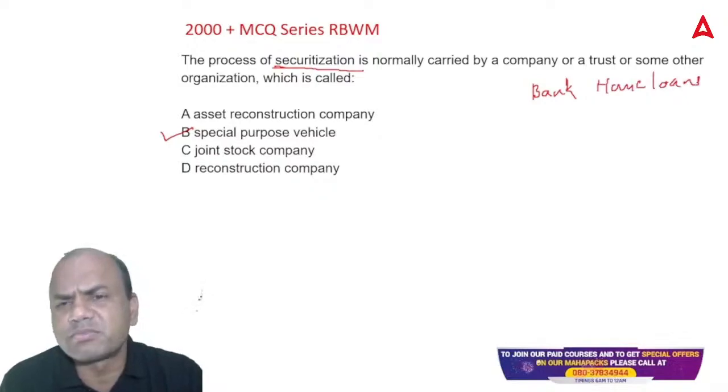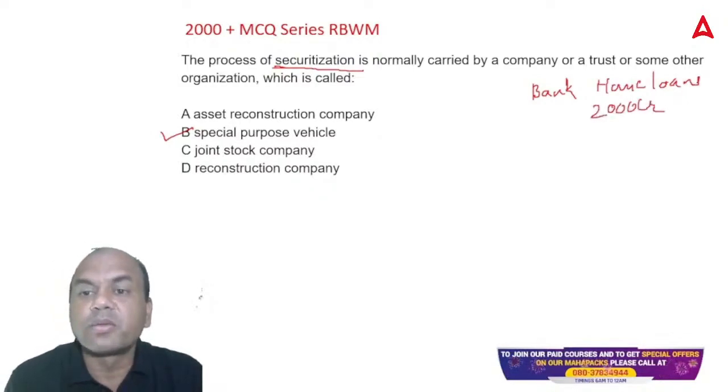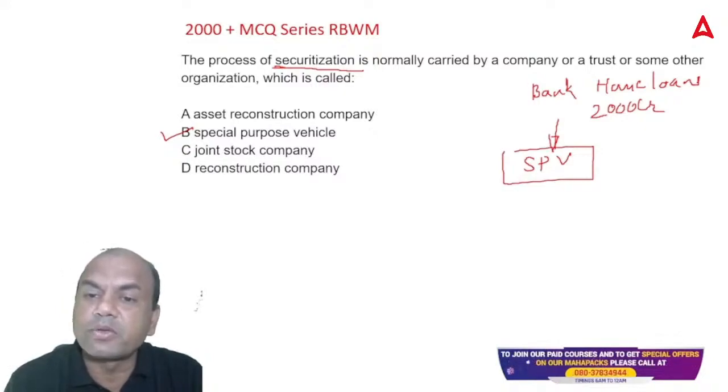Home loans of, let's say, 2000 crores. Now the bank will sell these 2000 crore home loans to an SPV, a special purpose vehicle. This is a company, or you can call it a securitization company. And this securitization company will pay the bank, either it will pay or whatever the agreement is between them.